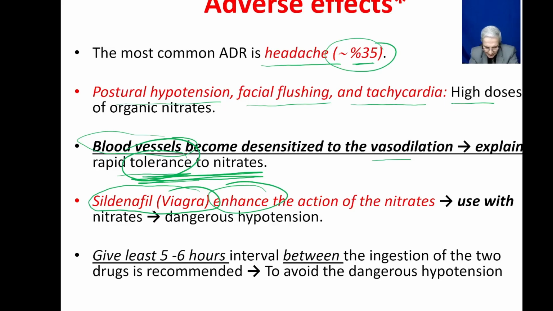Okay, so what we have here, Viagra, sildenafil enhance the action of nitrate. Used with the nitrate, there's a risk of dangerous hypotension or a hypotensive crisis. Okay, how can we use it? For example, if the patient asks you to prescribe Viagra and he is on nitrate, you can recommend the patient take a 5 to 6 hour interval between the medications to avoid dangerous hypotension. So take, for example, Viagra before sleeping, before going to bed, but take the isosorbide nitrate around 4 p.m. for example.